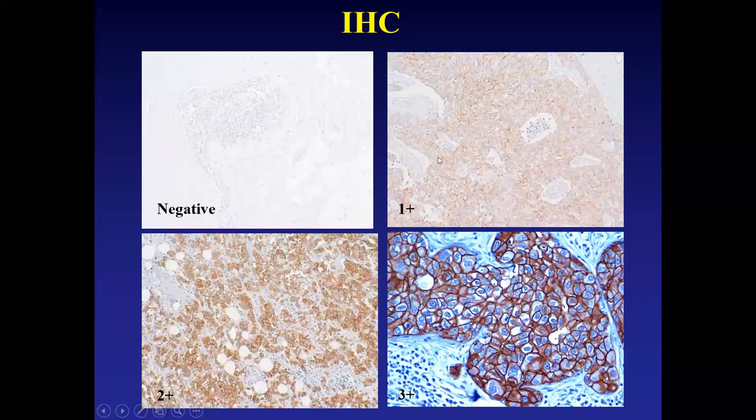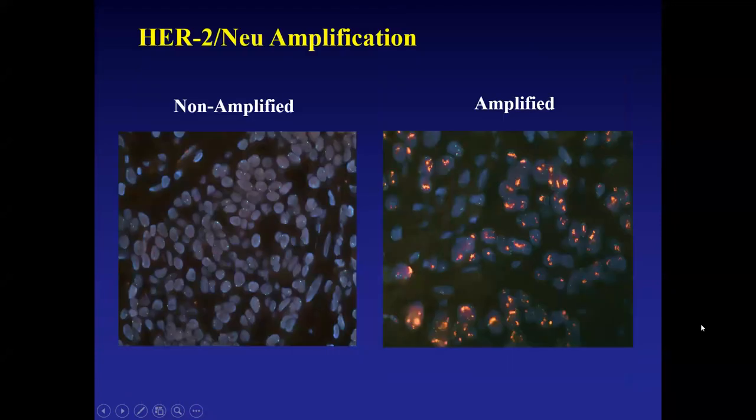1+ occasionally can be looked at as a sort of low HER2 oncogene, and 2+ cases are the ones that need to undergo FISH technology for confirmation of the presence or absence of HER2 gene amplification. And this is an example of a non-amplified breast tumor case, where you only see the chromosome 17, whereas here you can see the amplified version of the HER2 oncogene in chromosome 17 of breast tumors.